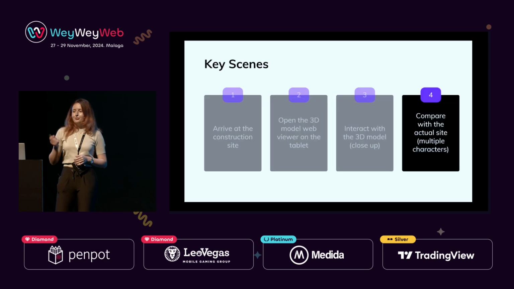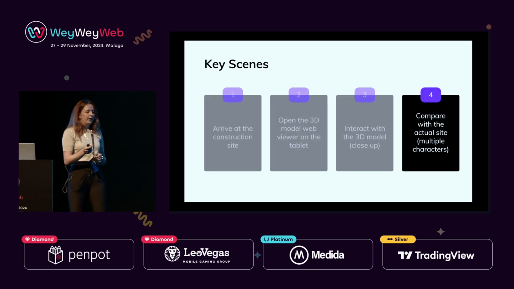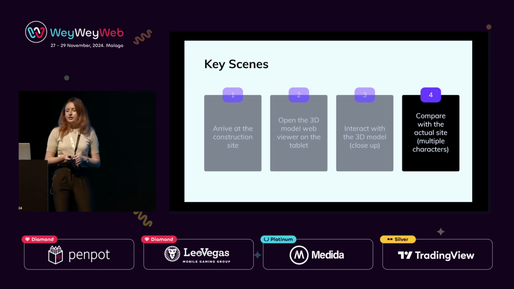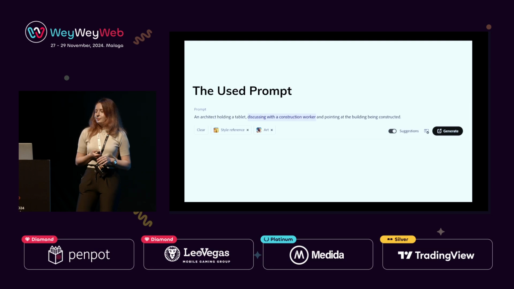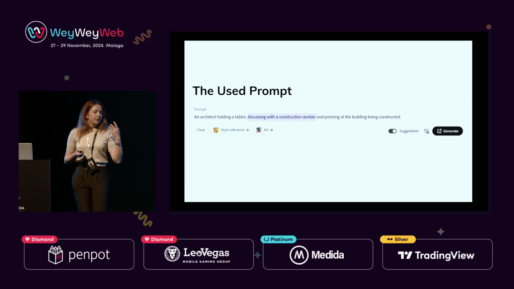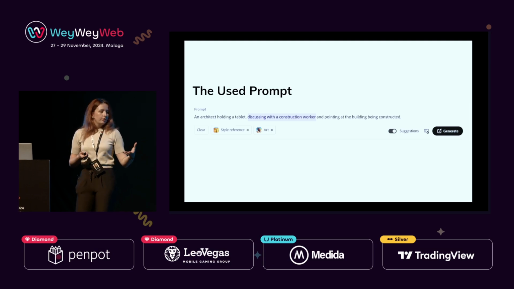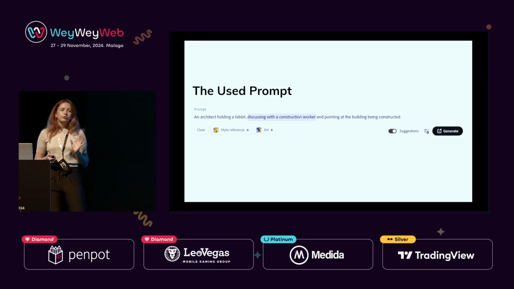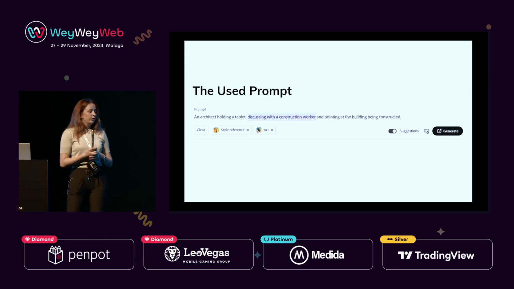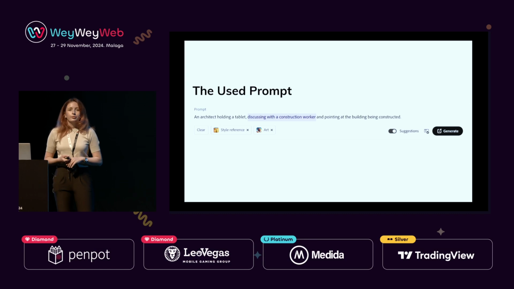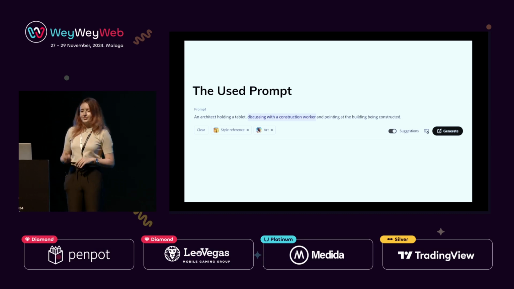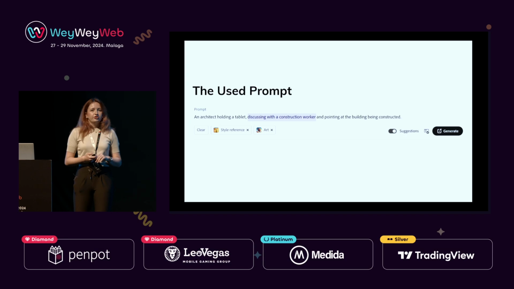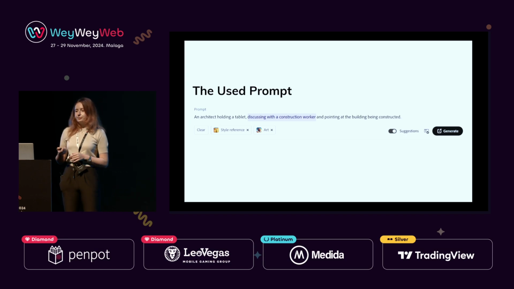All right, so final scene, the moment of interaction. And it's also very interesting because here we are introducing multiple characters. So again, I start my prompt with my persona, an architect who holds a tablet, but then I also introduce the second character, who is a construction worker. And I also specify that one person holds a tablet and another person is pointing at the building. And again, I use style reference just to strive for consistency.